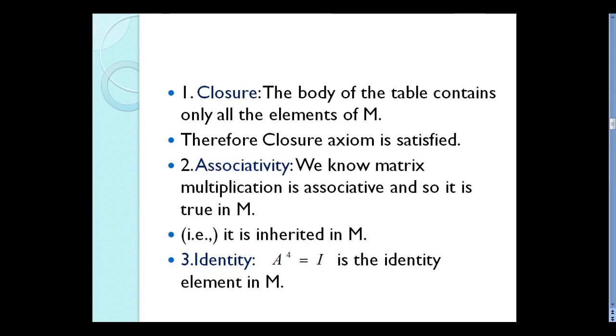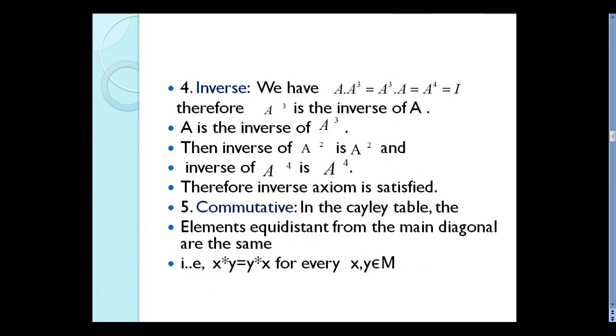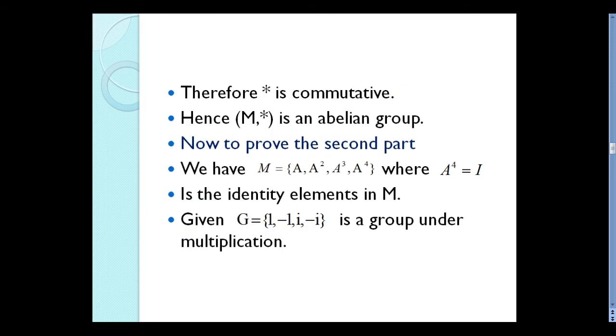You can also check with some elements, by taking two elements from the table, or by seeing the main diagonal we can tell that it is commutative. So x into y is equal to y into x is satisfied for every x, y belonging to M. Therefore the binary operation star is commutative. So M, star is an abelian group. Since it satisfies the commutative property, we say it is an abelian group. So the first part is over.